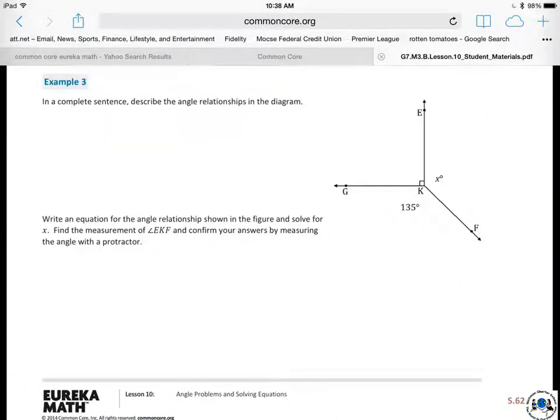All right, once again, in a complete sentence, describe the angle relationships in the diagram. Go ahead and do that, and then write an equation based on those angle relationships. We're going to find the measurement of angle EKF right there, EKF. And again, confirm your answers by measuring the angle with a protractor if you have one handy. Okay, do that. Come on back.